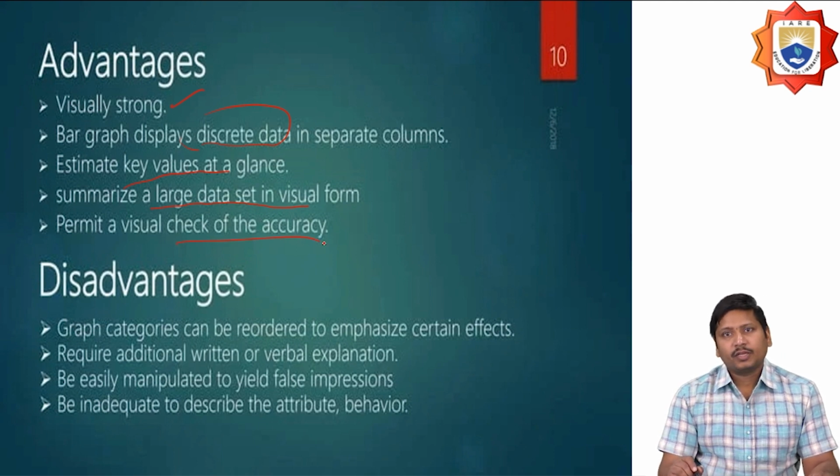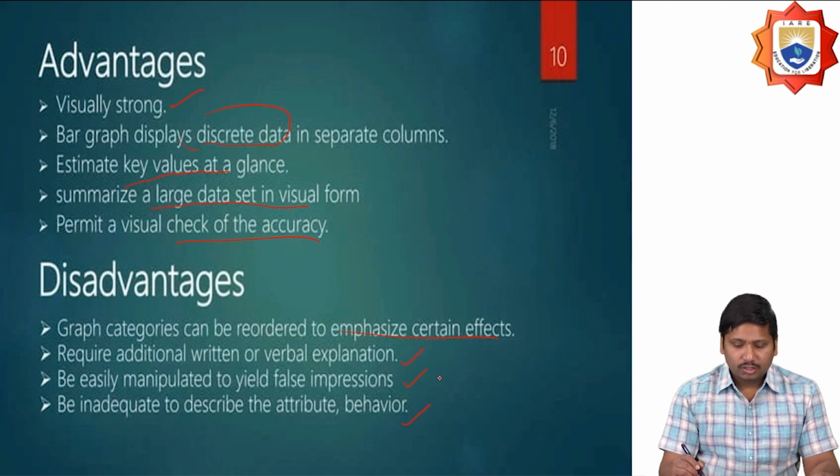It also permits a visual check of accuracy. When it comes to disadvantages, this graph can be recorded to emphasize certain effects, and it can also require additional written or verbal explanation, and it can be manipulated easily to yield false impressions, and be inadequate to describe the attribute and behavior. So these are the disadvantages of that.